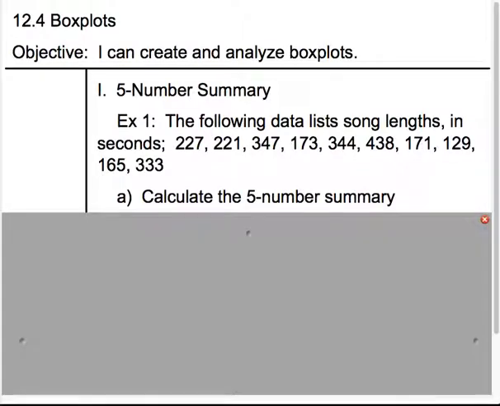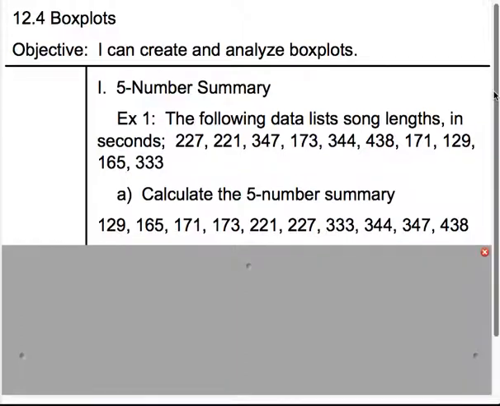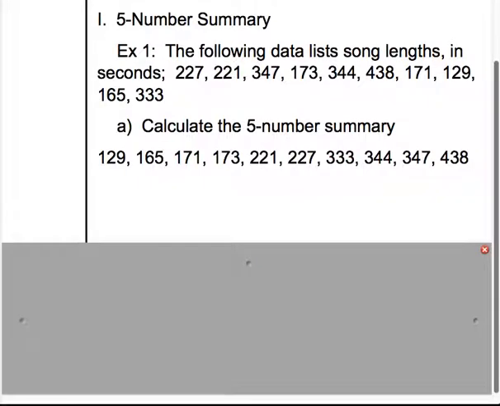So our first example, we're in 12.4 box plots. Our objective is to create and analyze box plots. And we're going to first look at finding the 5-number summary. So I've got the following data listing song lengths in seconds. In order to calculate the 5-number summary, the first thing we need to do is put the data set in order. So to save us some time, I already have the data set organized for us. We've got the lowest data value at 129 and the highest data value at 438. So we have 2 of the 5 numbers for our summary.